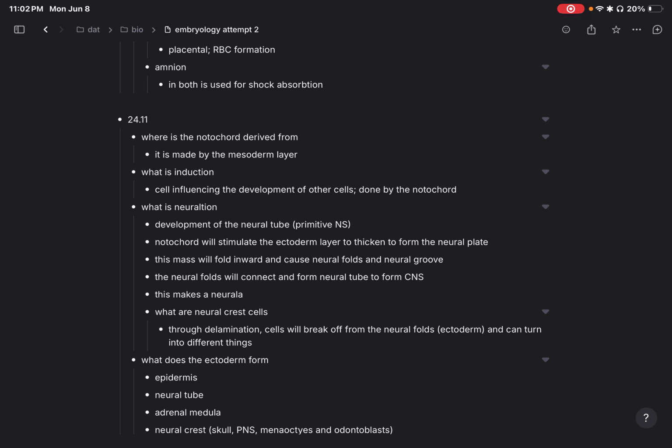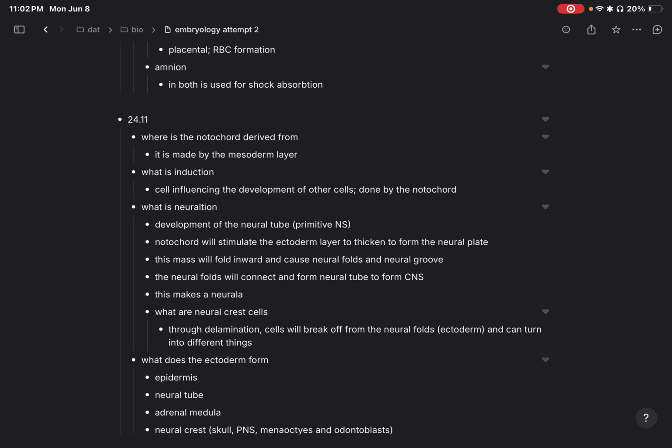So the neural tube is developed. How does it happen? The notochord will stimulate the ectoderm to thicken and form a neural plate. Keep in mind the notochord is the mesoderm, so above that we're going to have the ectoderm, and this ectoderm is going to thicken. The neural plate will form, which is the thickened portion of it. Then there will be an inward fold, causing neural folds and a neural groove.